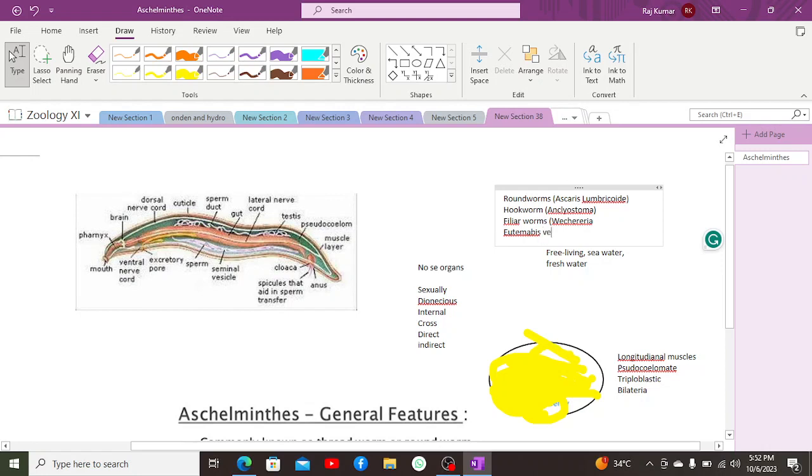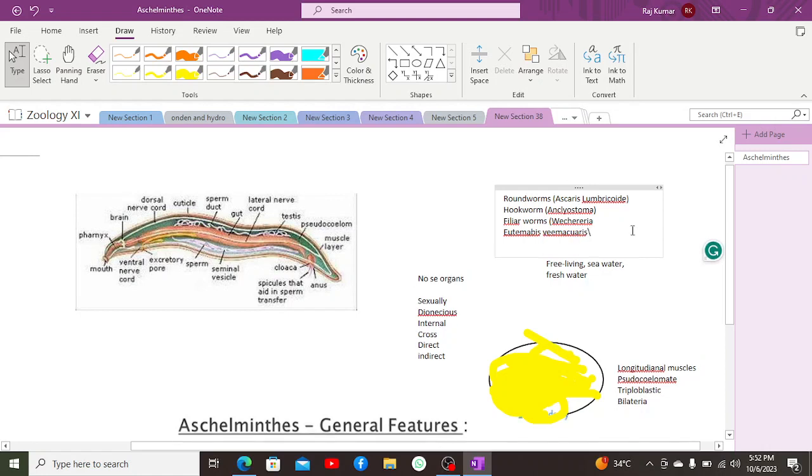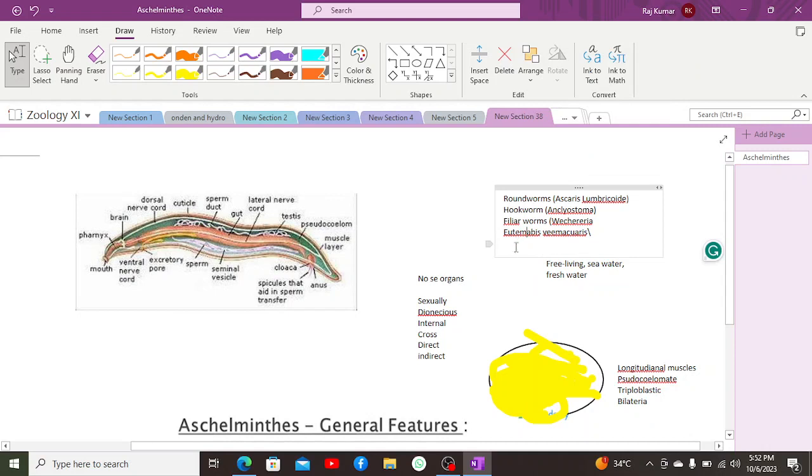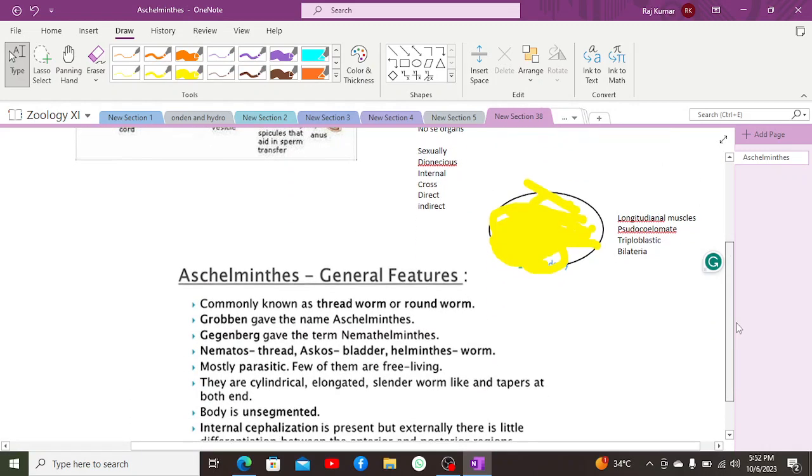Enterobius vermicularis is another roundworm, an Aschelminth, which causes infection in the colon, cecum, and appendix, and leads to insomnia and loss of appetite.